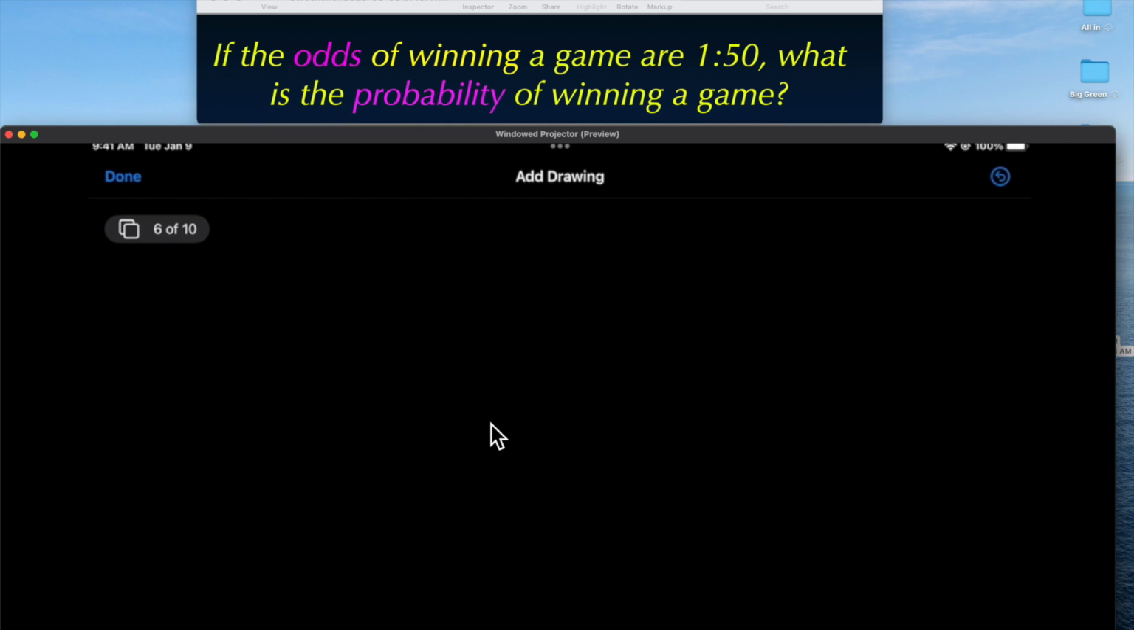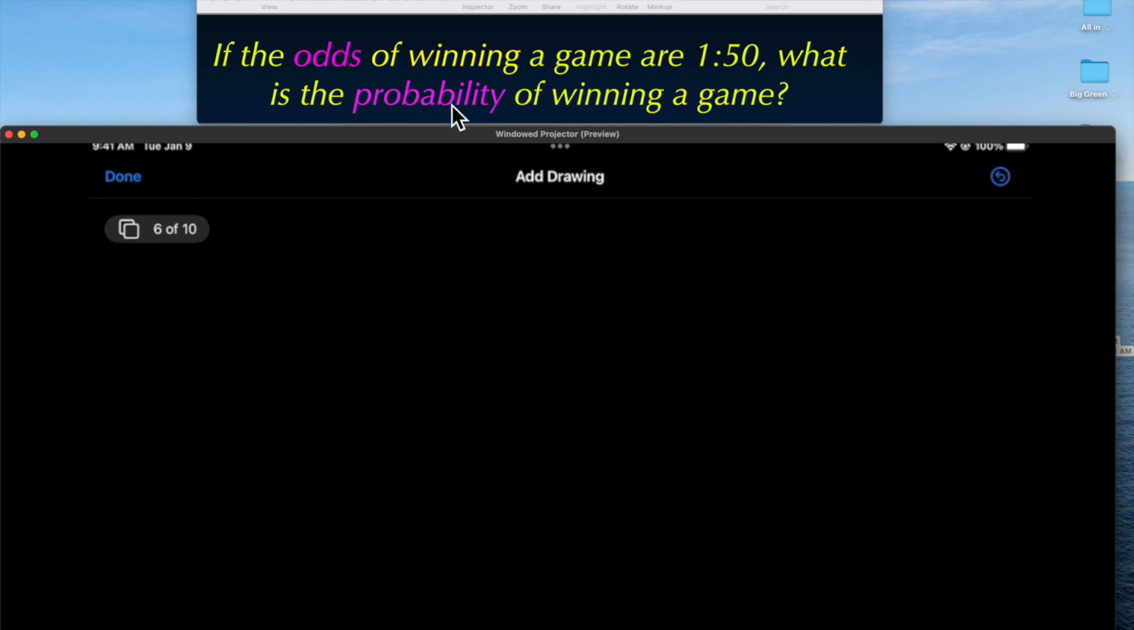In this first problem, we are asked, if the odds of winning a game are 1 to 50, what is the probability of winning the game? So folks, when you review this topic, the first thing you have to recognize is that odds of winning is totally different than probability of winning. They are two different entities.